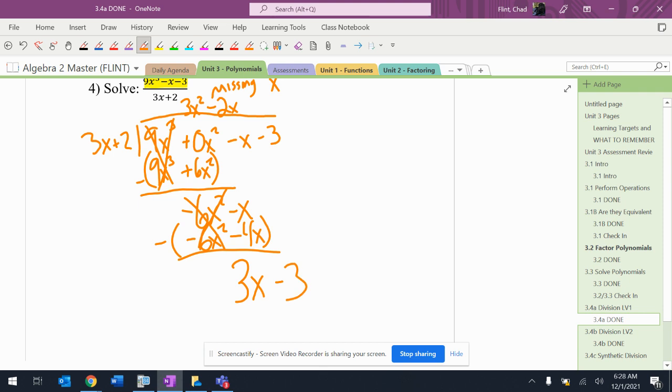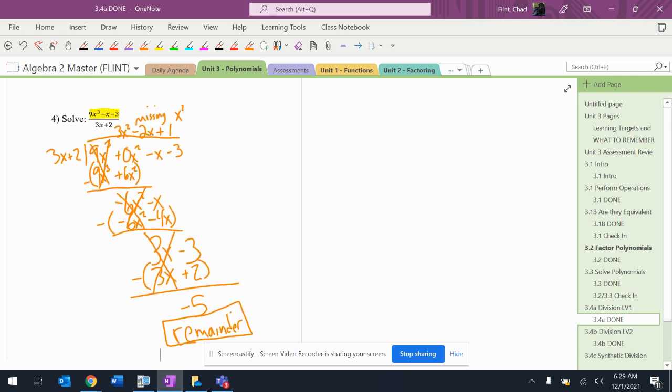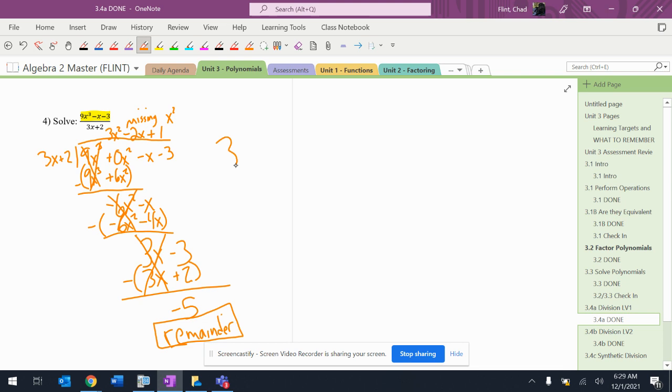How do I get a 3x from a 3x? You've got to be careful with this. I'm going to add a 1. So 1 times 3x is 3x. 1 times 2 is 2. Subtract that. 3x minus 3x is gone. Negative 3 minus 2 is negative 5. Again, that's a remainder. It means if this just wanted to know if that's a factor, the answer is no. But what's my answer? My answer is 3x squared minus 2x plus 1 minus 5 over 3x plus 2.